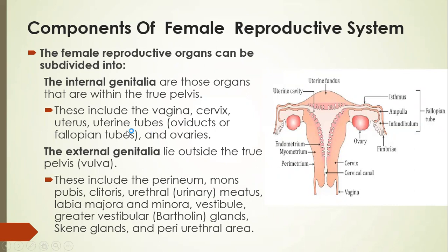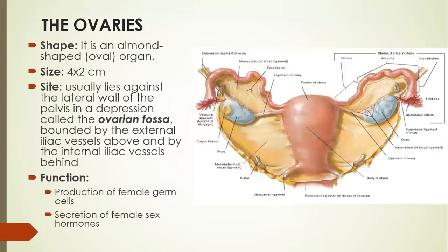And then we have the external genitalia, which lies outside the true pelvis, which is seen from the outside, which include the perineum, the mons pubis, clitoris, urethral meatus, that is the opening of the urethra, labia majora, minora, vestibule, greater vestibular glands, then skene's glands, and the periurethral area. So all these are the components of the female reproductive system, which include the internal as well as the external genitalia. So to begin with, we'll discuss the main primary organ, just like in case of the testis.